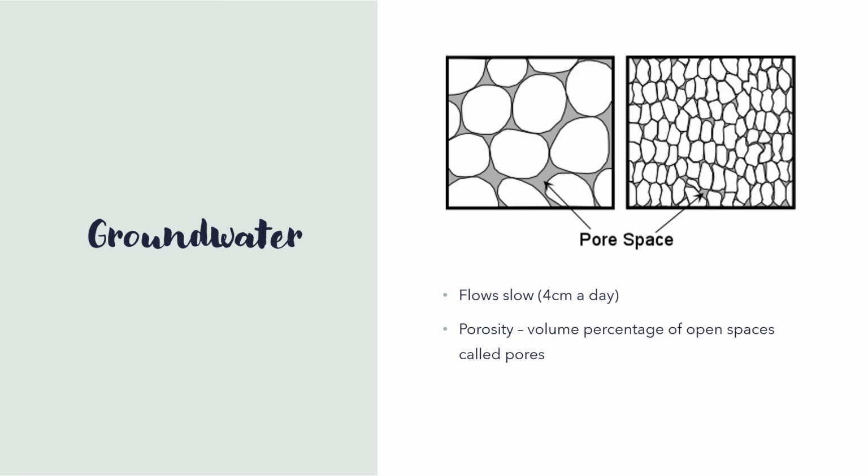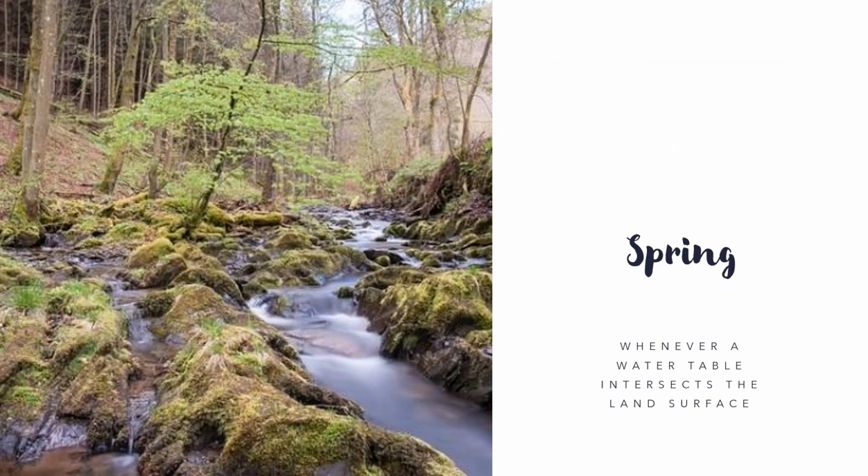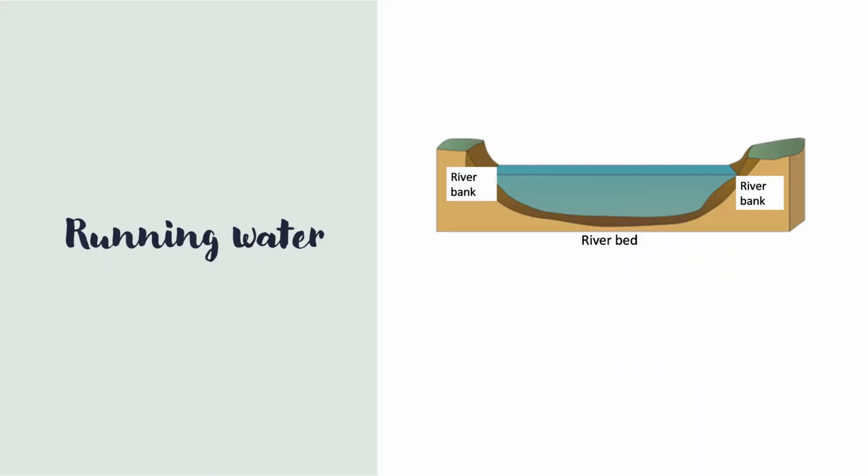So when we say porosity, this refers to the volume percentage of open spaces called pores. And when we say permeability, this is the ability of solid materials like rocks to transmit water through the pore network. Okay, so whenever the water table intersects the land surface, a natural flow of groundwater is formed. This is called a spring. A hot spring, on the other hand, is formed when hot groundwater flows to the surface.